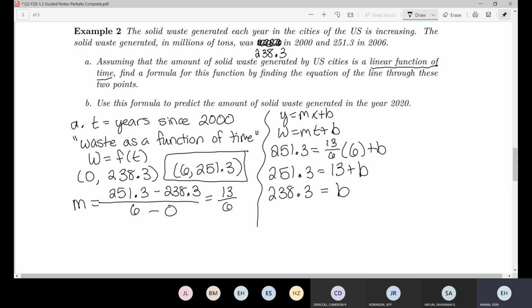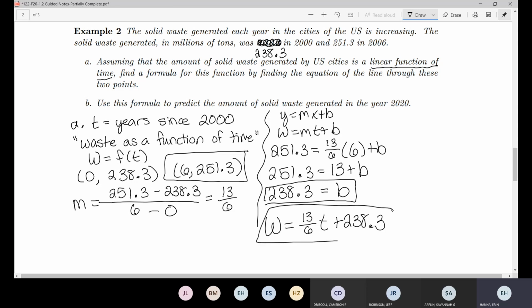And again, this is where people, for some reason, stop and forget that you're not technically done. You haven't actually written the equation of the line. But now that you have the b value, you can write your y equals mx plus b with the correct variables for the problem. So we have w equals 13 over 6 t plus 238.3. So this would be our equation of our line.